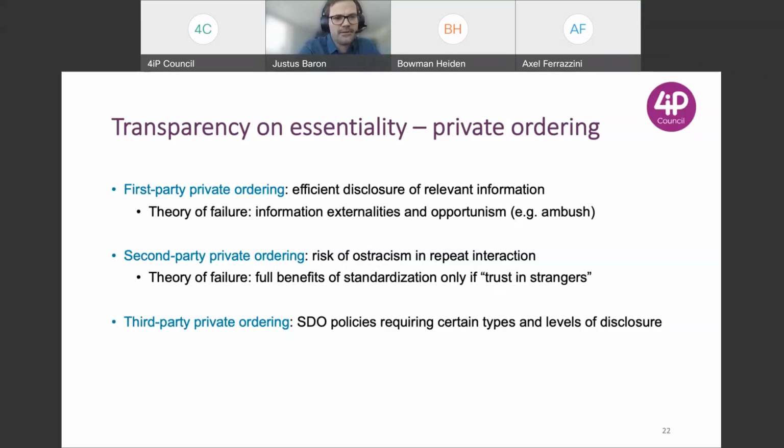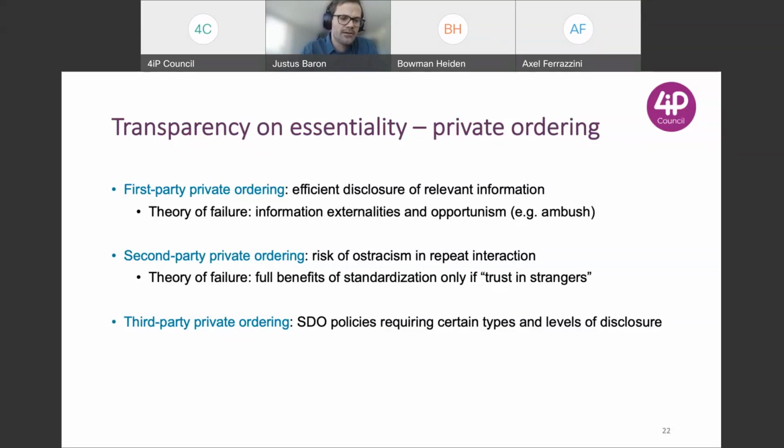For example, by revealing valuable information about my own SEP portfolios, I'm creating incentives for implementers to not only get a license to my own patents, but also to those of my fellow SEP owners. And therefore, I'm not internalizing the full value of my disclosure. That's just one example, of course.